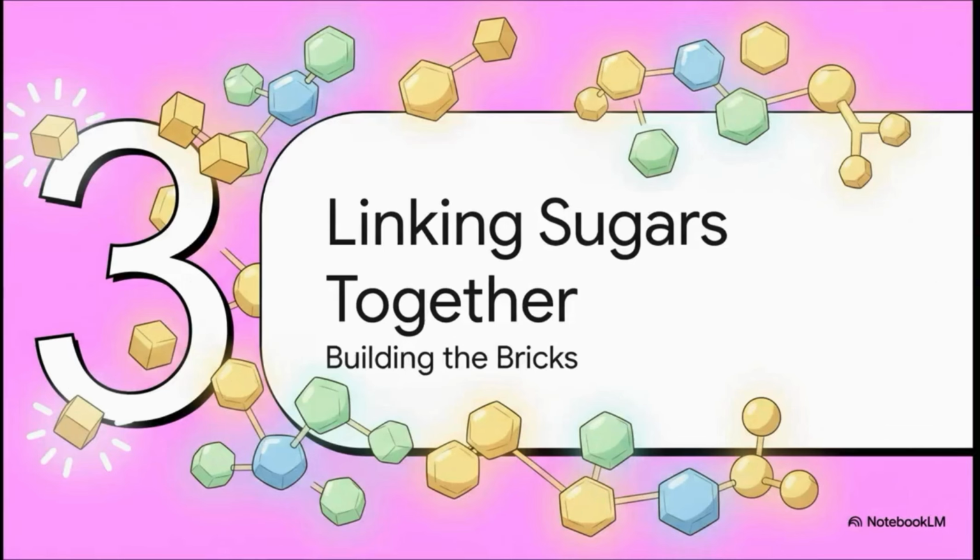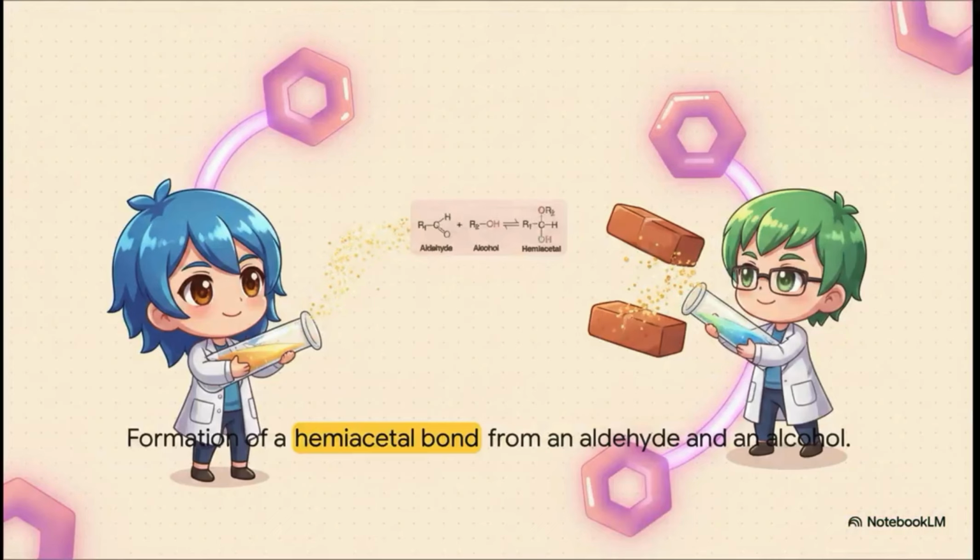Which brings us to Section 3, linking sugars together, or building the bricks. The secret to linking these sugars together lies in a very specific chemical reaction. When the aldehyde group of one molecule reacts with the alcohol group of another, they form what's known as a hemiacetal bond. In the carbohydrate world, this connection between sugar units is called a glycosidic bond. Think of it as the biological mortar holding our microscopic sugar bricks together.